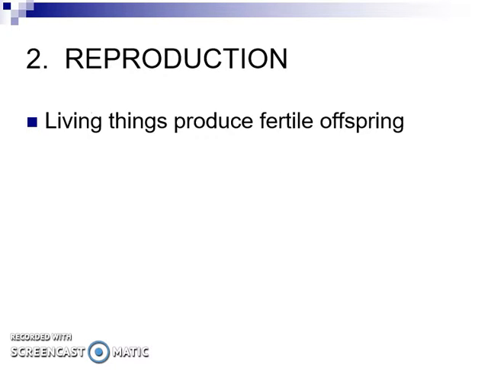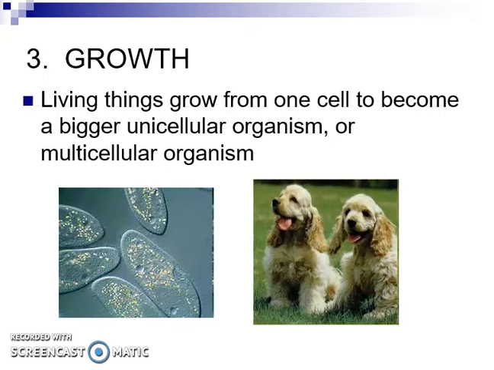Next up is reproduction. Living things need to produce fertile offspring. Now, later on in this lecture, you're going to understand what fertile means, but it means to have offspring that can actually also have offspring. And I'll give you an example of where that does not apply.